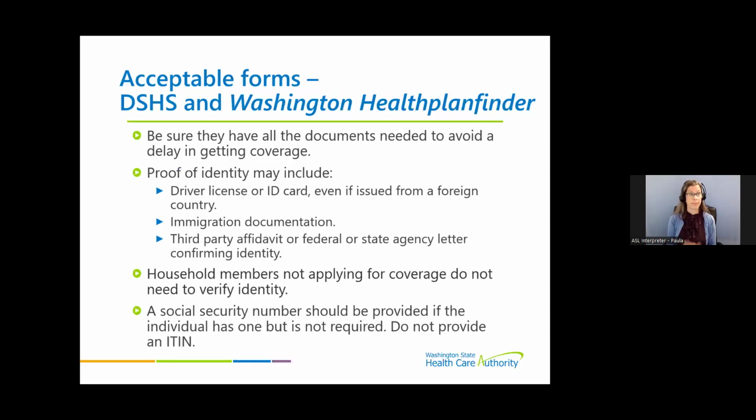So getting ready to enroll, be sure they have all documents needed to avoid a delay in getting coverage. Proof of identity may include a driver's license or ID card, even if issued from a foreign country, immigration documentation if they have it, third-party affidavit or federal or state agency letter confirming their identity. Household members not applying for coverage do not need to verify identity. And Social Security number should be provided if the individual has one, but it's not required. And it is important not to provide an ITIN number.